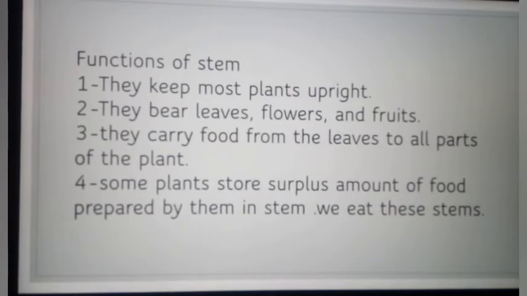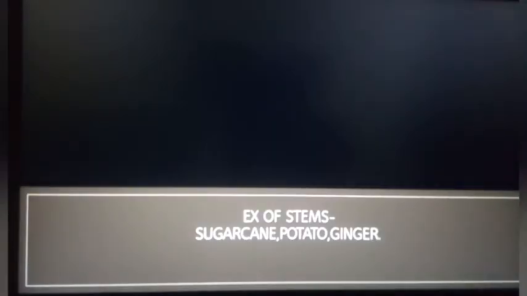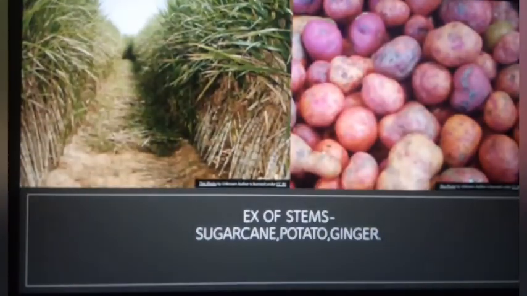Now for example, potato. As you can see on the screen, examples of stems: sugar cane, potato, ginger, these all are stems and we eat them. Why are we eating them? Because the food is stored in stems.